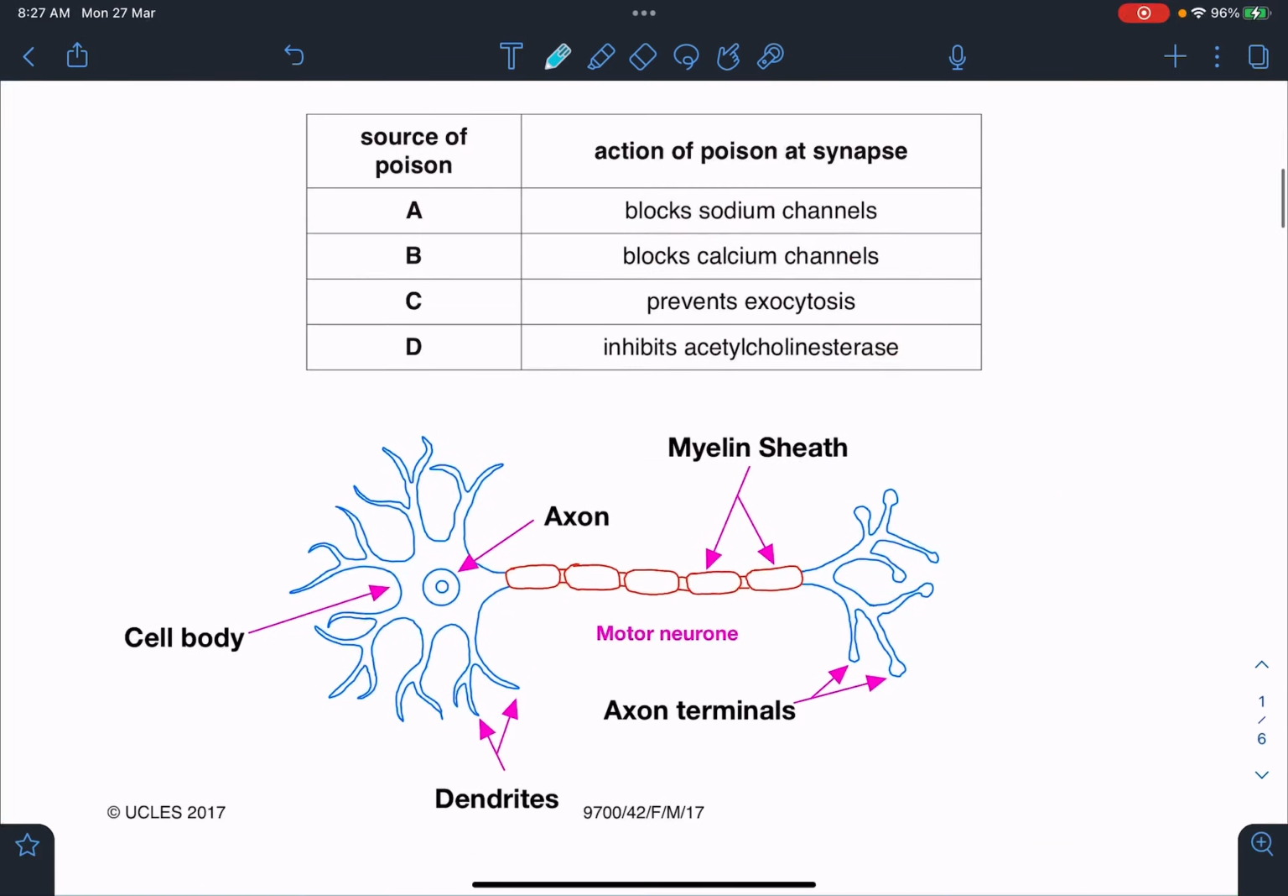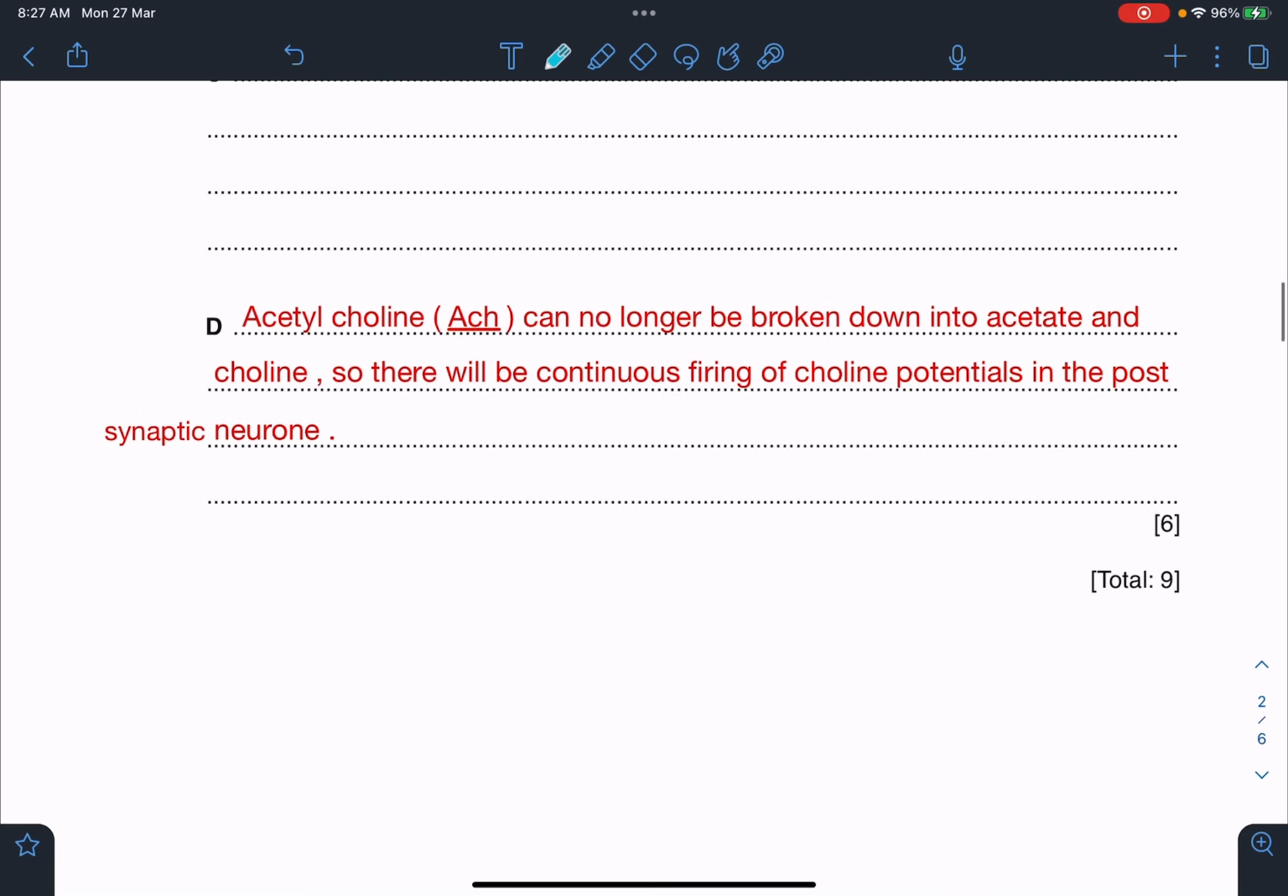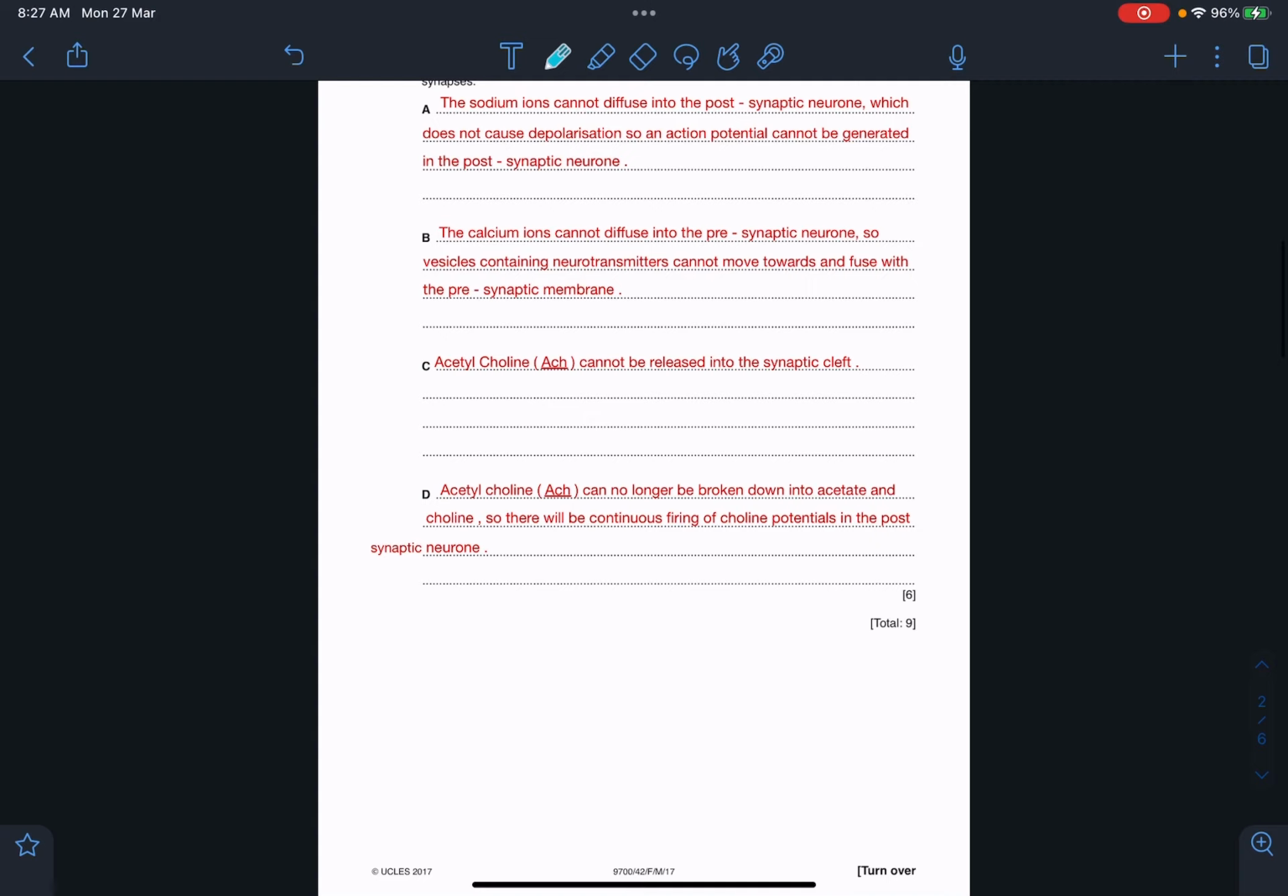And then organism D inhibits acetylcholine esterase. If you can recall, acetylcholine esterase is an enzyme found in the synaptic cleft, and it breaks down or hydrolyzes acetylcholine into acetate and choline. After a few milliseconds of its release in the synaptic cleft, acetylcholine is hydrolyzed by acetylcholine esterase in order to prevent continuous firing of action potentials in the postsynaptic neuron. So this is what I've written, and that's it for this question.